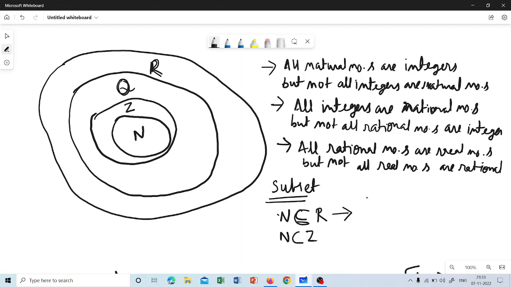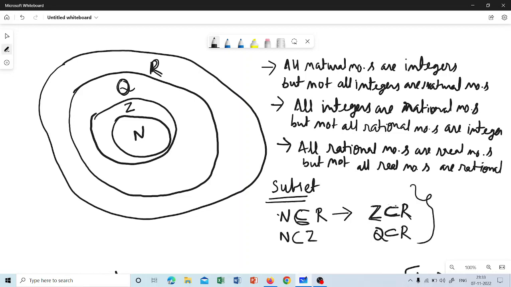Similarly, you can write the other three also. For example, Z, integers, are also a subset of real numbers. This is not C, this should be elongated. And Q, rational numbers, are also a subset of R. So these are subsets, right? I hope you got the understanding of subset.